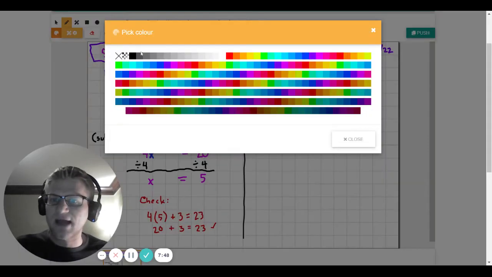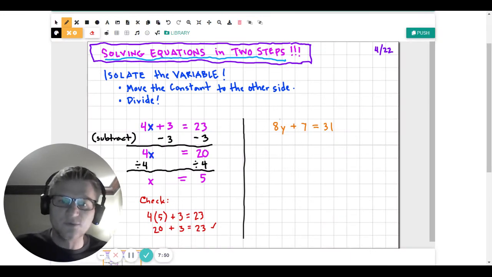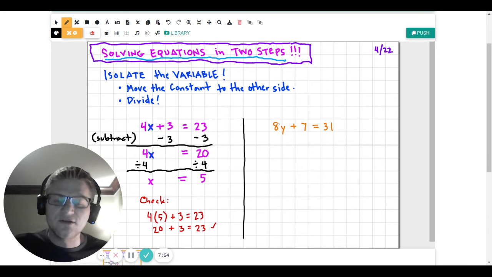Let's go back to our black and say, well, first step was always to isolate the variable. The variable is my 8y. How do I do something to get rid of it? Well, I get rid of the constant. I subtract the 7 coins. If I have 7 over here, I take away 7 from both sides. I draw my line, right? This is my subtract step.